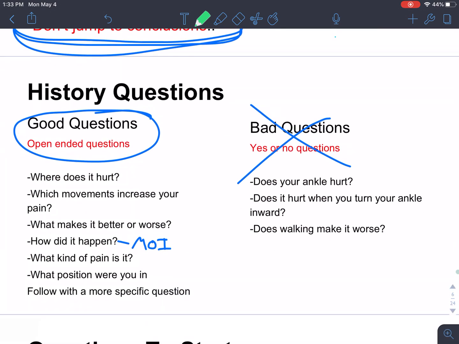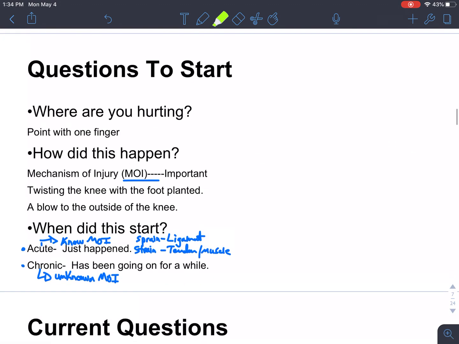So you want to ask open-ended questions, right? Those are the good questions. Where does it hurt? Not, does your ankle hurt, right? Because all they say to that is yes or no. But with this, they could expand on it. Which movements increase your pain? What makes it worse or better? How did it happen? The MOI, right? The mechanism of injury, that's important. What kind of pain is it? And so on. Asking open-ended questions.